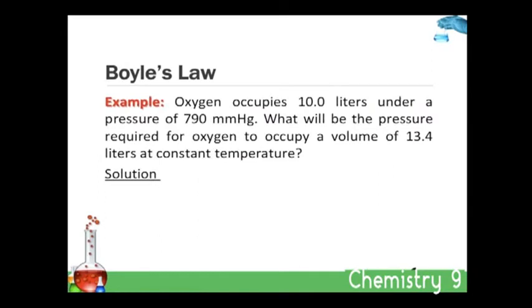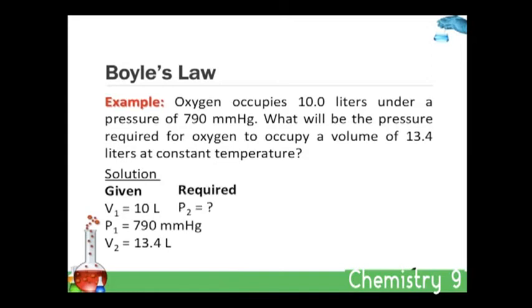For example, oxygen occupies 10 liters under a pressure of 790 millimeters of mercury. What will be the pressure required for oxygen to occupy a volume of 13.4 liters at constant temperature? The first volume is given, 10 liters. The first pressure is given, 790 millimeters of mercury. The second volume is given, 13.4 liters. We need the second pressure.